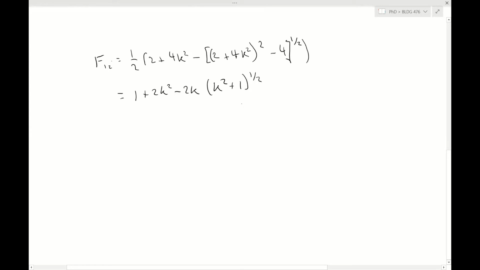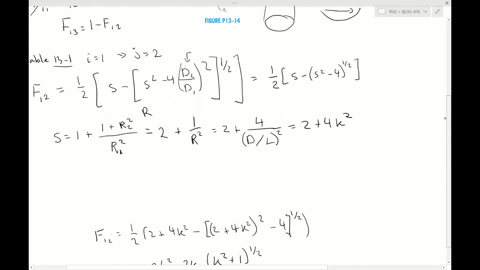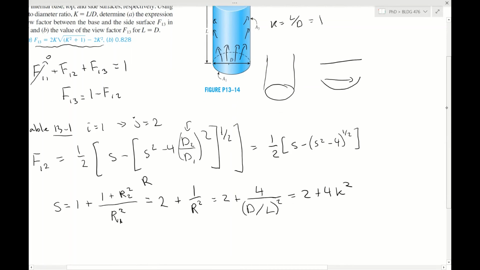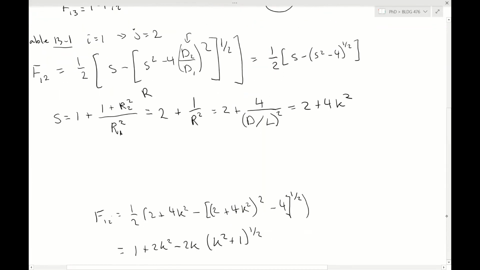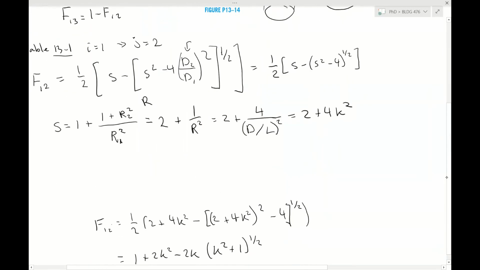And if you're a little lost at this point, that's okay. This question is just very symbolic, so it can be hard to follow. Just remember that k is just this thing we've called L over D. So you may think, what is k? But it's just the ratio of our length over our diameter. The only reason we're using that is because we want our final answer in terms of k.